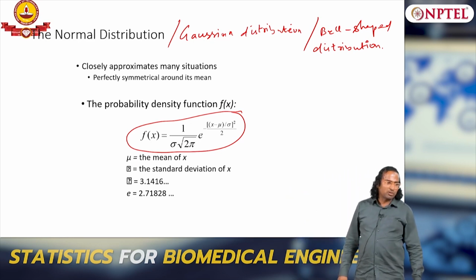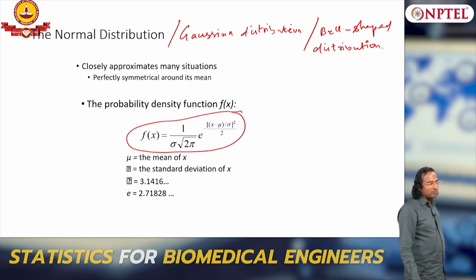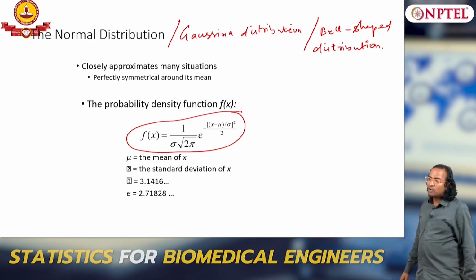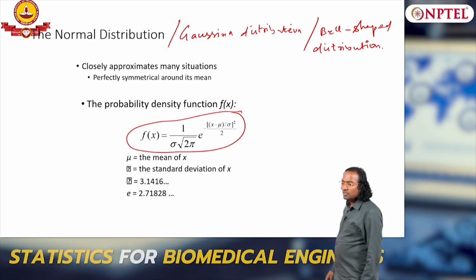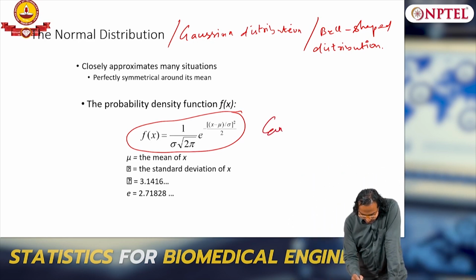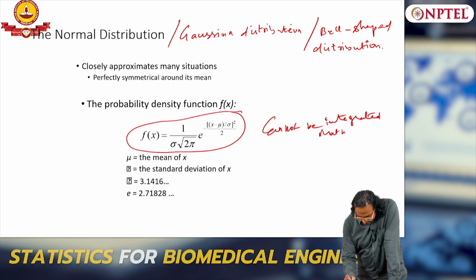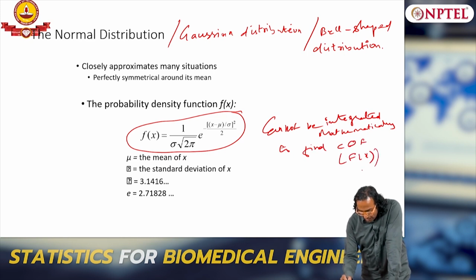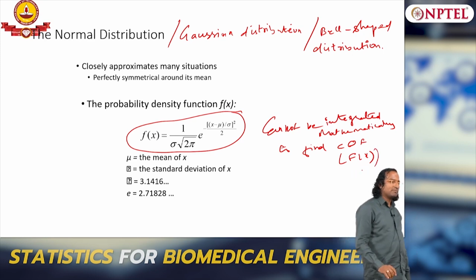So this is 1 by sigma square root of 2 pi into e to the power minus (x minus mu) the whole squared by 2 sigma squared. And the interesting part is that it cannot be integrated mathematically to find the CDF. CDF is nothing but capital F of x, the cumulative distribution. You cannot find the cumulative distribution mathematically.